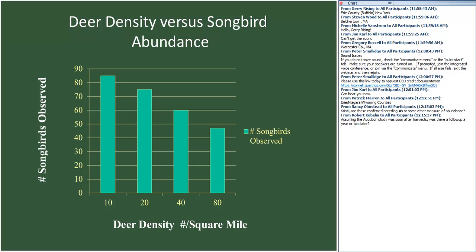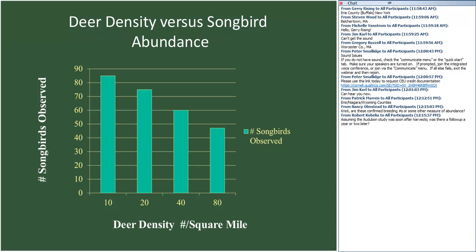So at 10 deer per square mile, which is a very low deer density, 20 deer per square mile, all the way up to 80 deer per square mile, which is a lot of deer. And they looked at the number of songbirds that were observed under these different density conditions. You can see that the number of songbirds decreased as the density of deer increased in the enclosures.